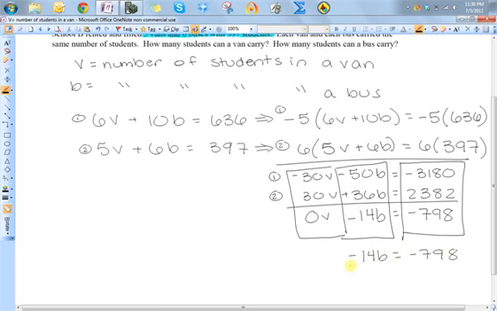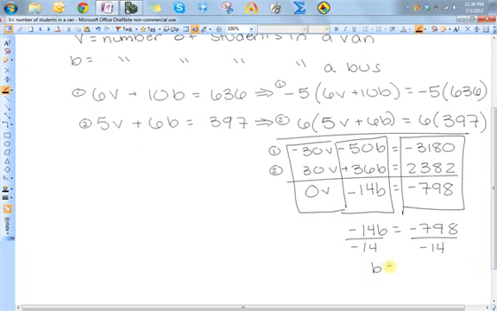Okay, so what I have is the equation -14b equals -798. So I have an equation with only one variable that I can solve just by dividing both sides by -14. So b is equal to 57. So now all I need to do is find v, and the way I'm going to do that is by substituting this b into either one of these original equations. Now you want to make sure you always use an original equation in case you made a mistake somewhere. That way, you won't have two mistakes.